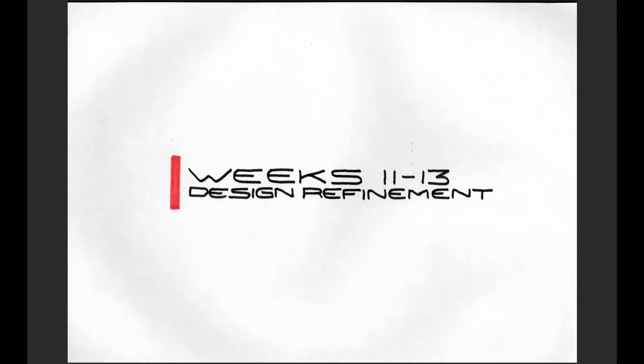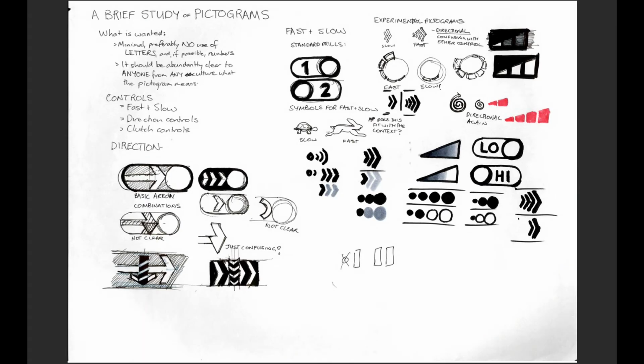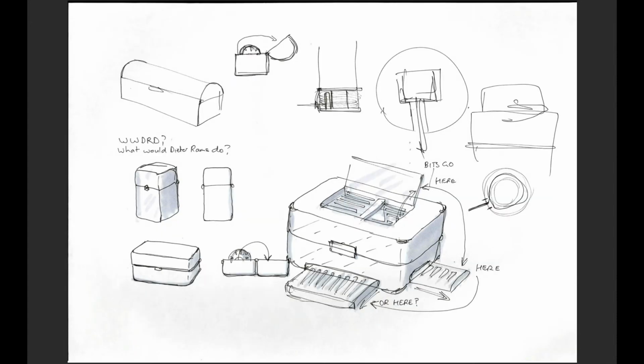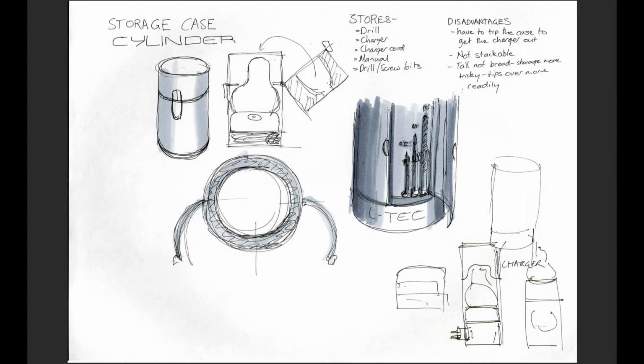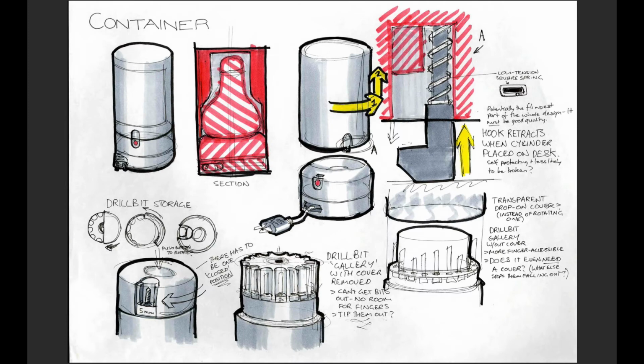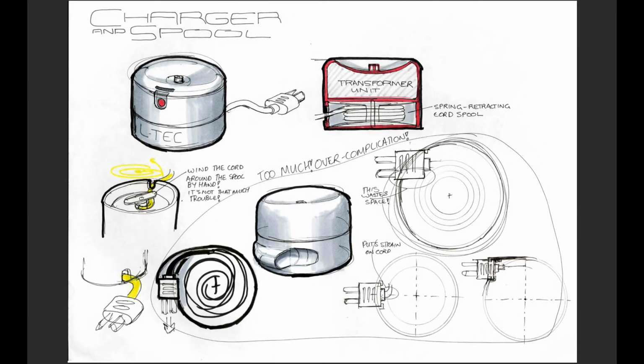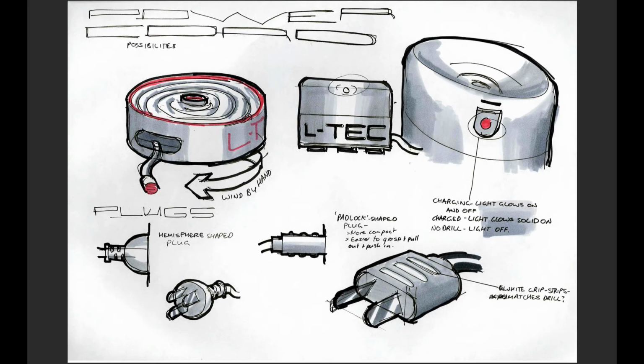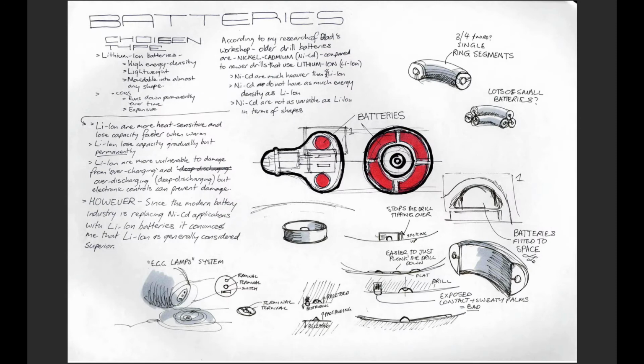And so in the home stretch, the design refinement stage, the student is getting right into lots of different details. Details of labels and controls, details of plugs and charging bases, cases, a cylinder for storage, storage of drill bits, even some thoughts about how the cord is stored in the base and how it can be wound up inside the base of the unit. Thoughts on batteries, where the batteries are positioned in the drill.